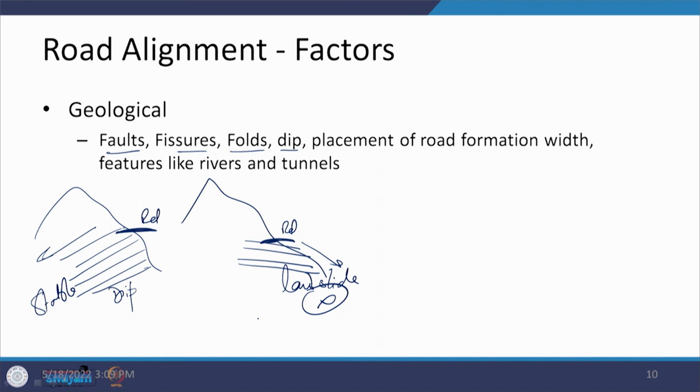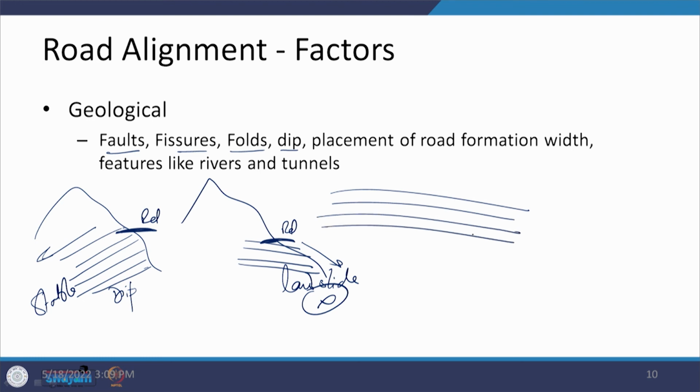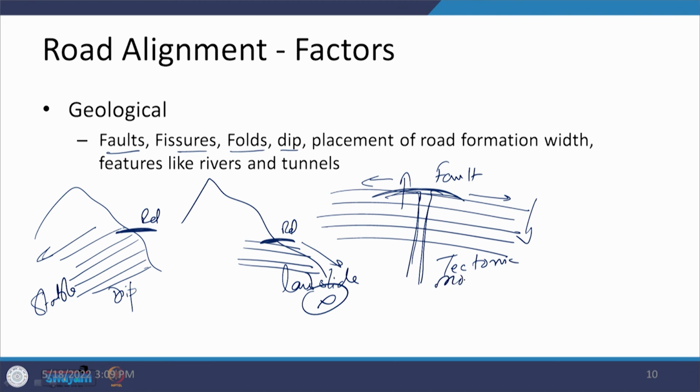This is not an optimal condition. Similarly, there is a possibility that the profile of the area is like this, but at one point what you find is that there is a fault. So, this strata has broken at this particular location, and there is a possibility of relative movement either in this direction or in this direction, and if we try to provide a road at this location, it is obviously going to crack whenever this type of tectonic movement occurs.